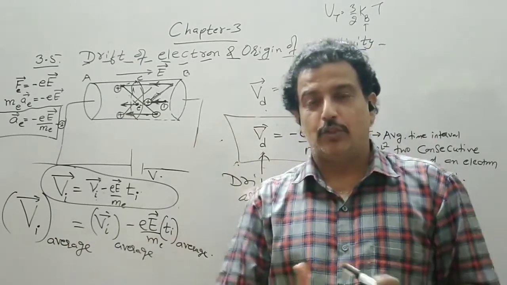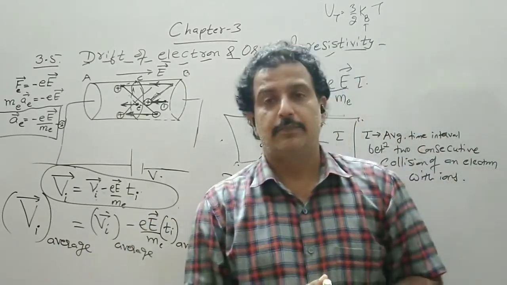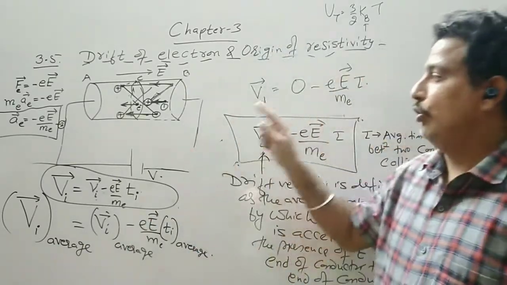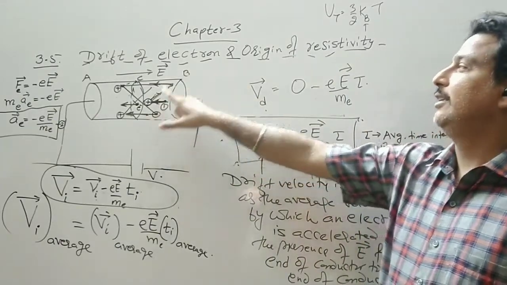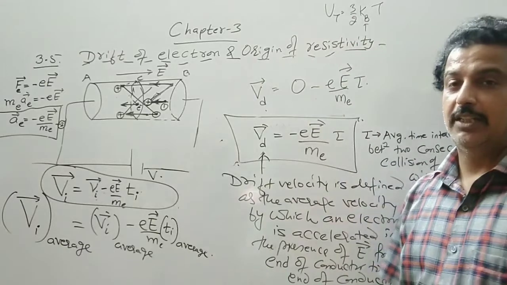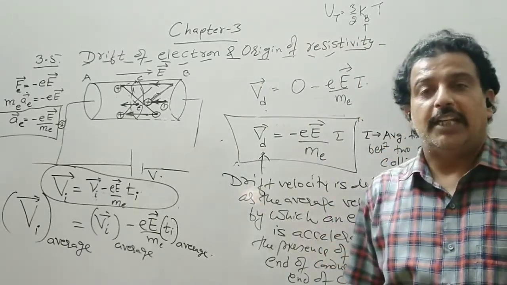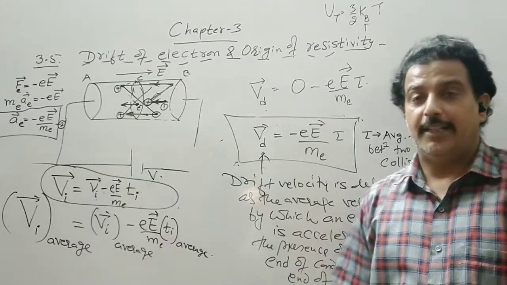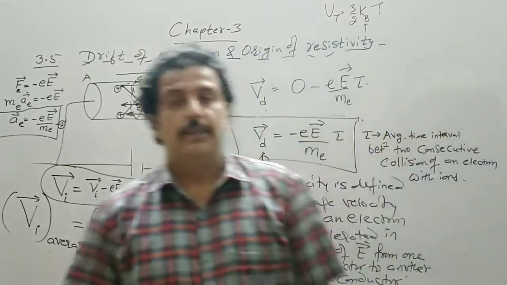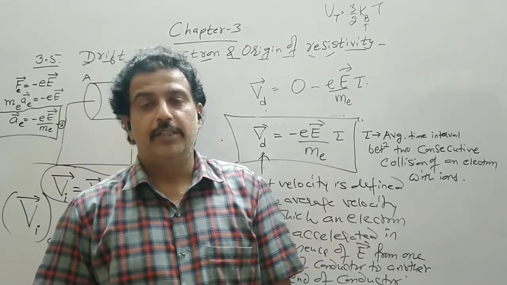But there are n electrons, so we consider the average of the entire system. And this collision of electrons with the ions is referred to as the origin of resistivity. So resistivity comes into the picture when the electrons collide with the ions. So this is the drift of electrons and the origin of resistivity.